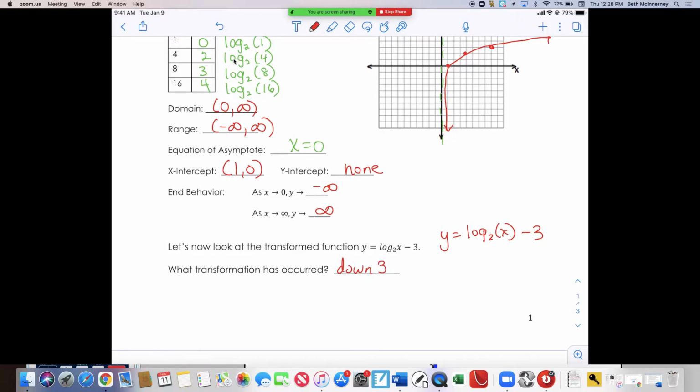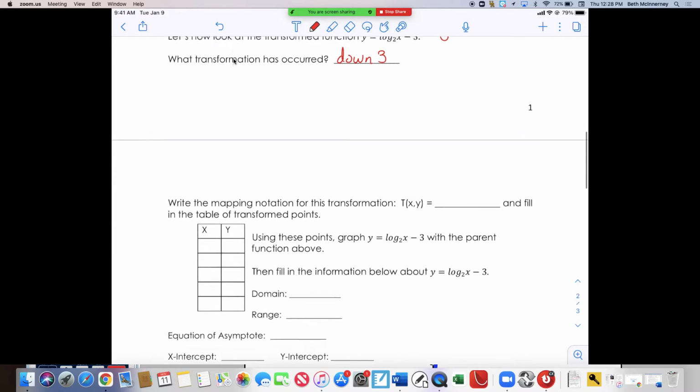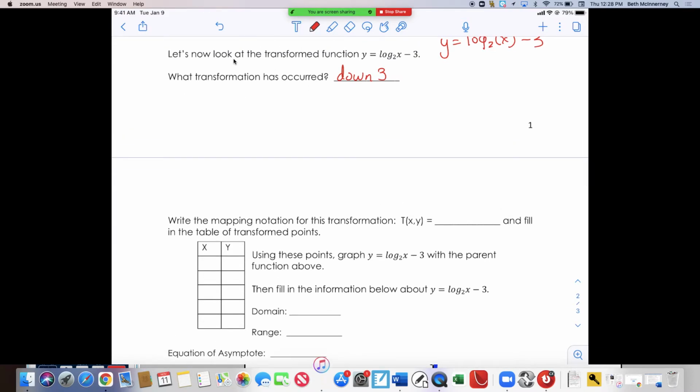This is the beauty of the math that we've been doing with parabolas, with square roots, with absolute values, exponentials. It's all the same, okay? So, in this next part, if I'm looking at this one, what would be the mapping notation? Yes, you got it, Davy. So this is x comma y minus 3.